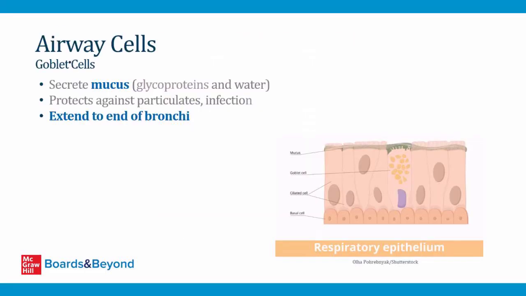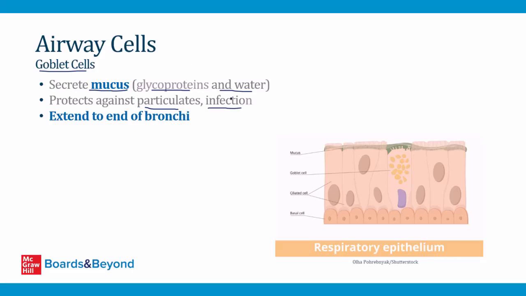Let's talk about some other cells you find in the airways, and let's talk about goblet cells. So goblet cells are very important because they secrete mucus. Mucus is made up of glycoproteins and water. Glycoproteins are proteins with sugar molecules attached. They're very sticky, and this protects against particulates and also infection.